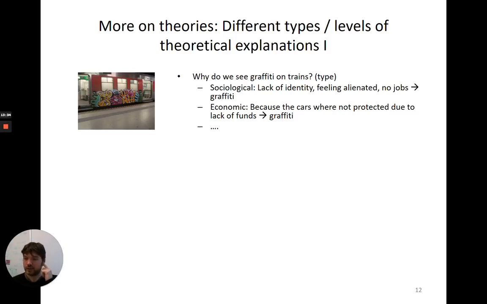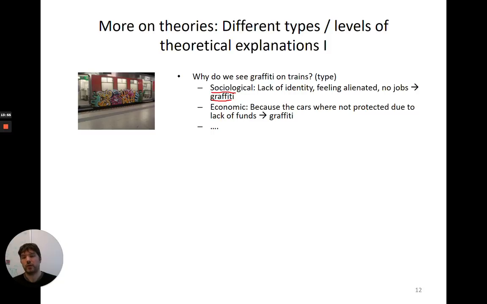I also want to highlight that we can see many different types or levels of theoretical explanations. We could look at the question of why we see graffiti on trains, and then we could go for what we would call a sociological explanation. Something about kids nowadays feeling alienated, they don't have any job, they don't have an identity, and then they get together and express themselves through graffiti. That would be what we could call a sociological explanation for this behavior.